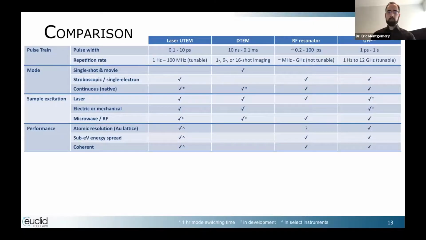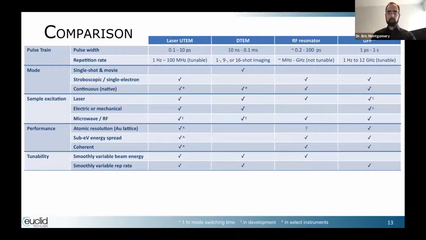In terms of performance, the laser UTEM can certainly achieve atomic resolution and sub-eV energy spread and coherence if you use the very best nanophotoemitters. A typical flat photoemitter won't quite be able to achieve that level of performance. So select instruments can certainly achieve excellent performance in laser UTEM. And in the RF resonator world, very similar as well, although I haven't seen atomic resolution in the literature, it very well should be possible, as well as with the UFP.